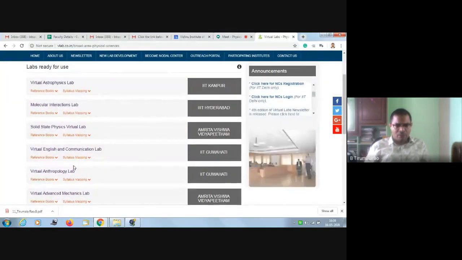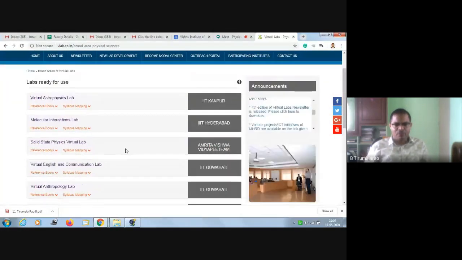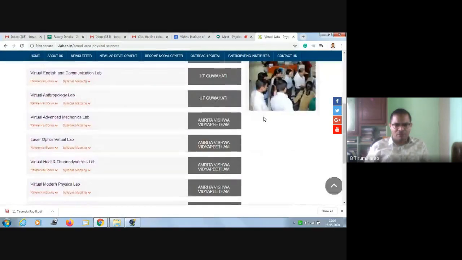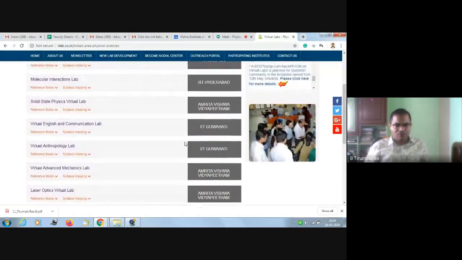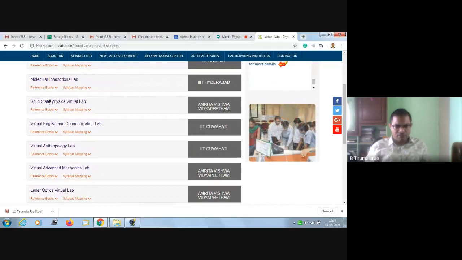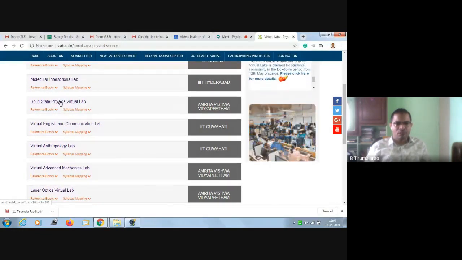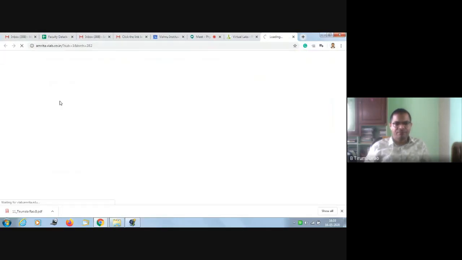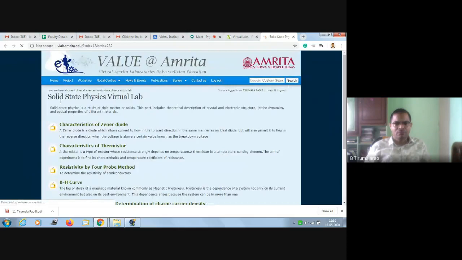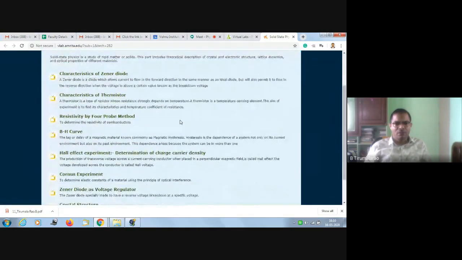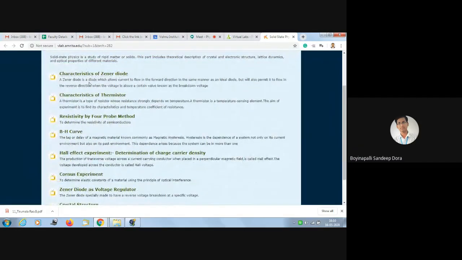Then you get different types of labs offered by different universities and private universities. For the Zener diode especially, you go to the Solid State Physics Virtual Lab, which is offered by Amrita Vidyapeetham. You click Solid State Physics Virtual Lab. In that you can find different types of Zener diode experiments.